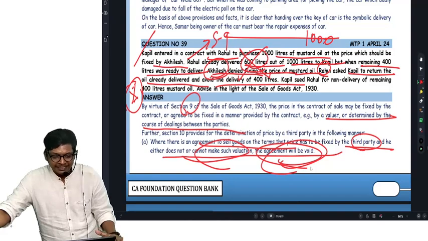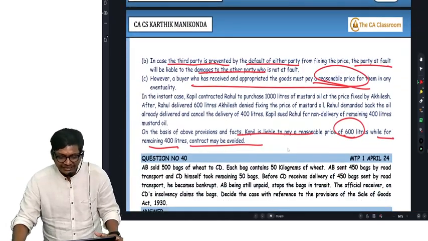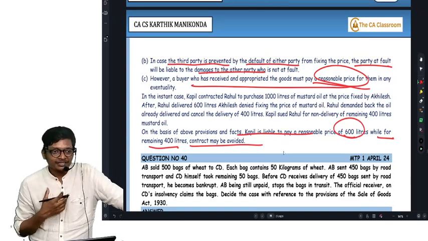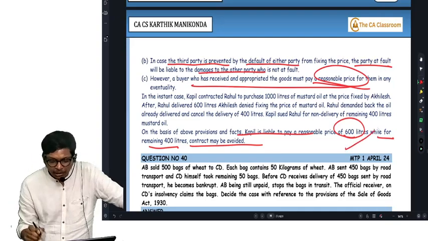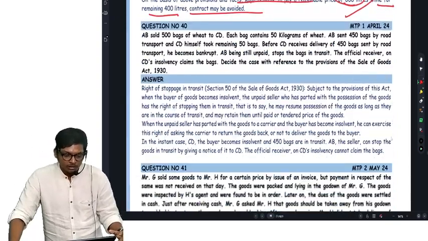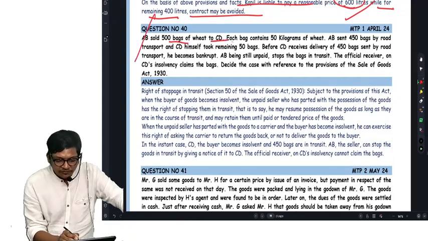Getting it, guys? Another different unique question, make note of it. Read the answer. I am running through 50 questions in 2.5 to 3 hours, which is not a joke. I'm presuming you know the concepts. You read the answer now, you will understand. Okay, anyone, any doubts? Sure. Next, AB sold 50 bags of wheat to CD.